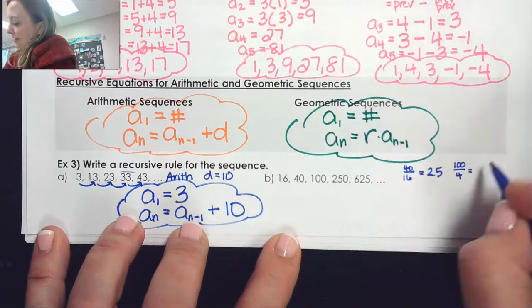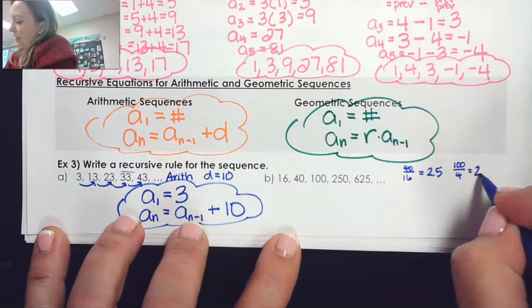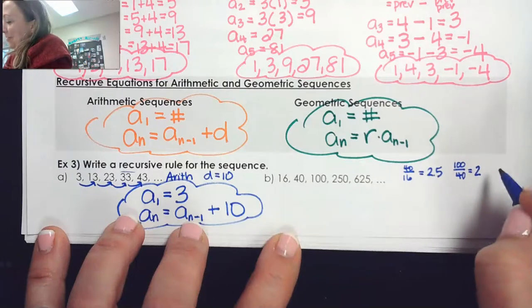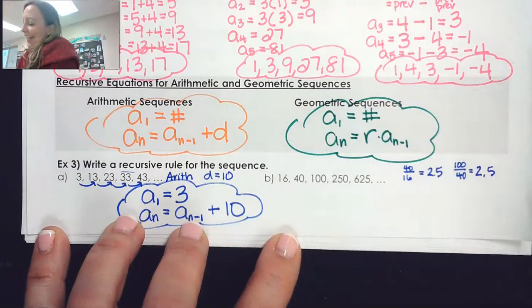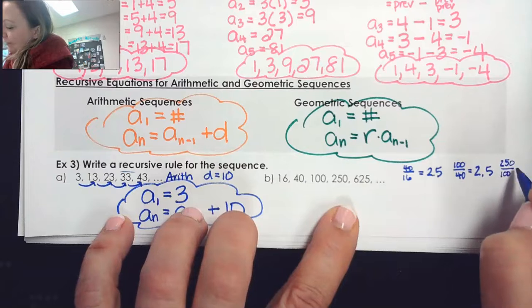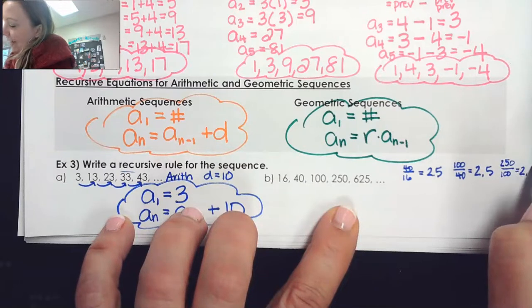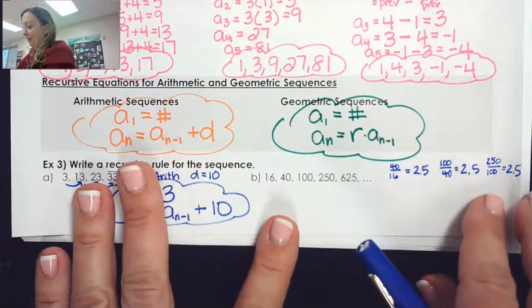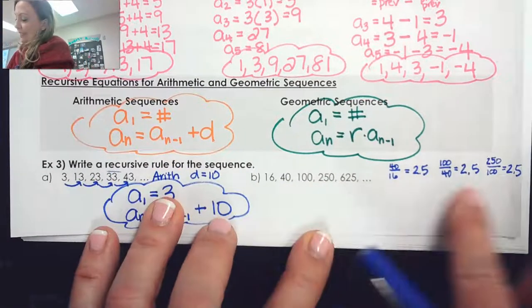Let's take 100 divided by 40. Sorry, I misspoke earlier. That would be 2.5. What about 250 divided by 100? 2.5. What are we seeing in this case? A pattern. So what kind of sequence is this?